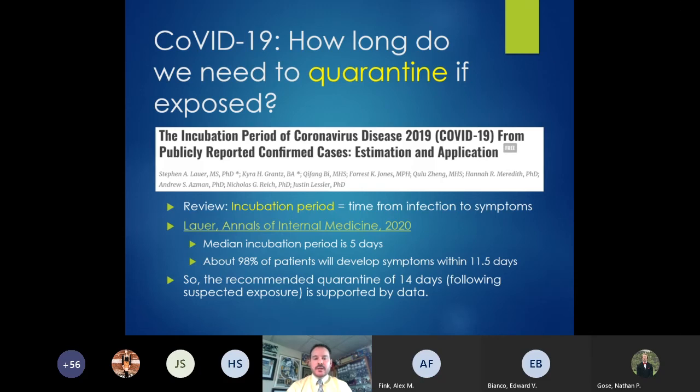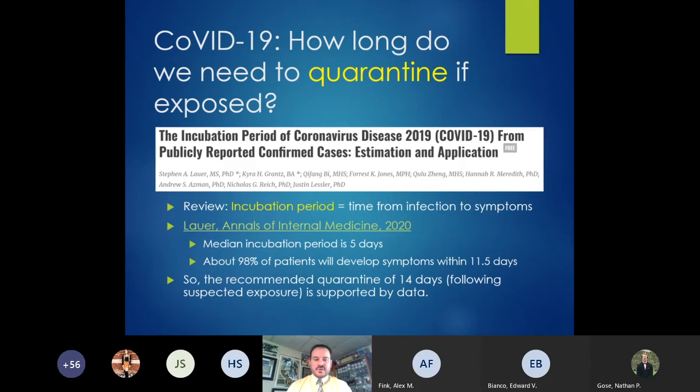Okay. Now, if you do get exposed, how long should the quarantine be? In other words, what's the incubation period for this? Reviewing from last time, incubation period is that time from infection to the onset of symptoms. This particular paper that came out, and again, there's the link for it, indicates that the median incubation period for COVID-19 is about 5 days. So that's the median incubation period, the time from infection to onset of symptoms, about 5 days.